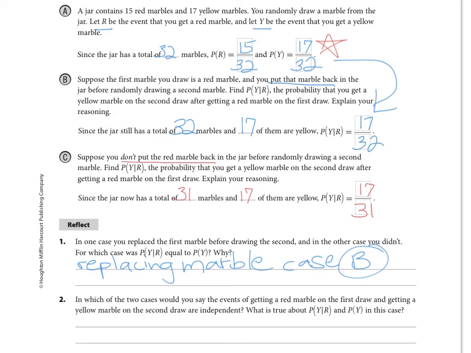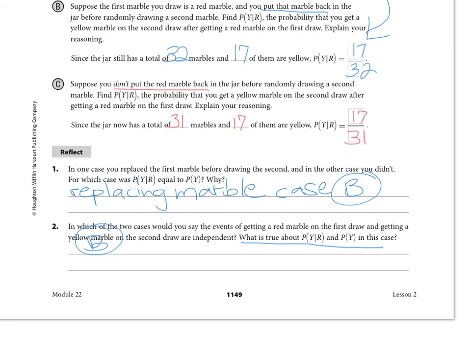Reflect question 2. In which of the two cases would you say the events of getting a red marble on the first draw and getting a yellow marble on the second draw are independent? The independent one is the one where one probability does not affect the other. So, of course, that would have to be also case B. What is true, and this is kind of the crux of this exploration, about the probability of yellow given red and the probability of just plain yellow in those two cases? That would be that the probabilities are the same.